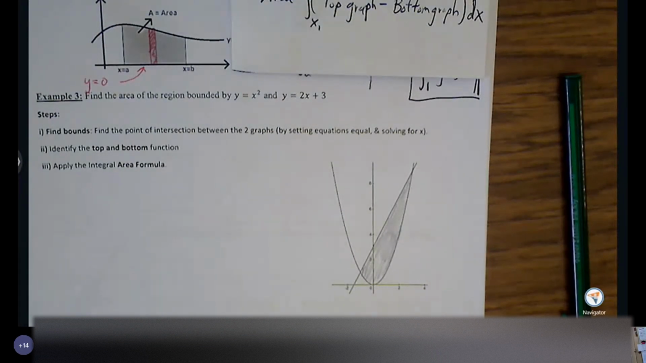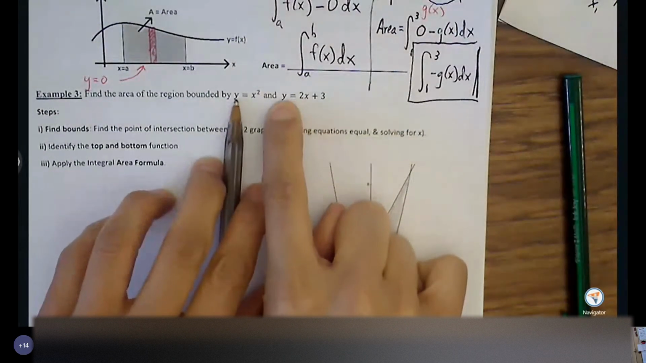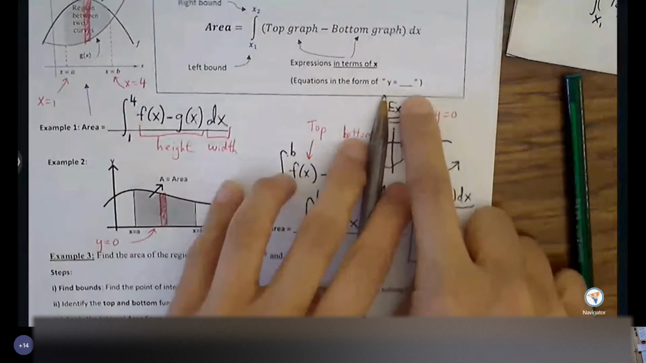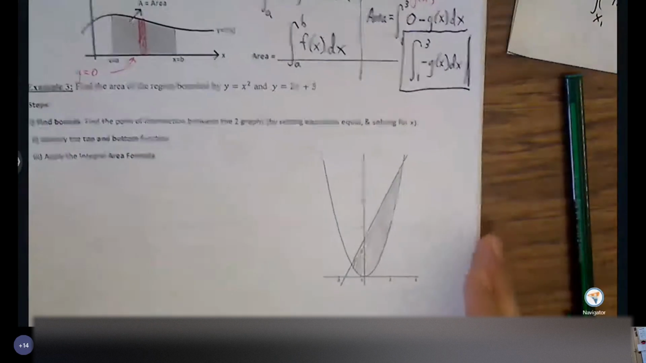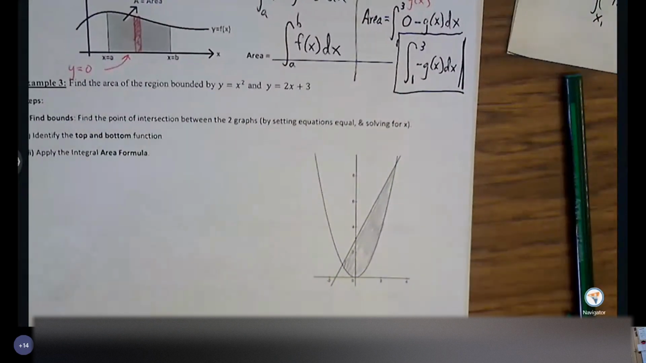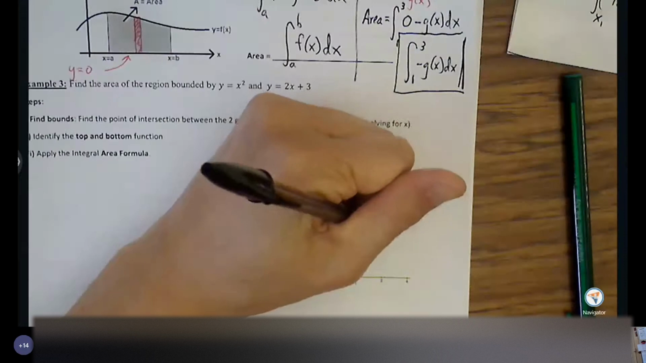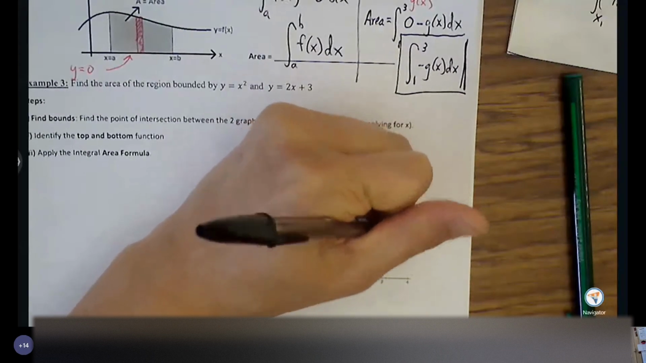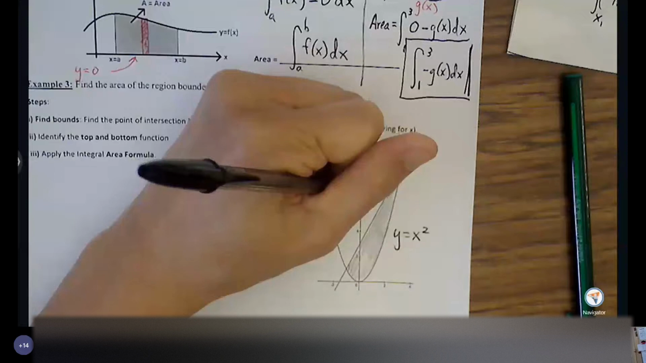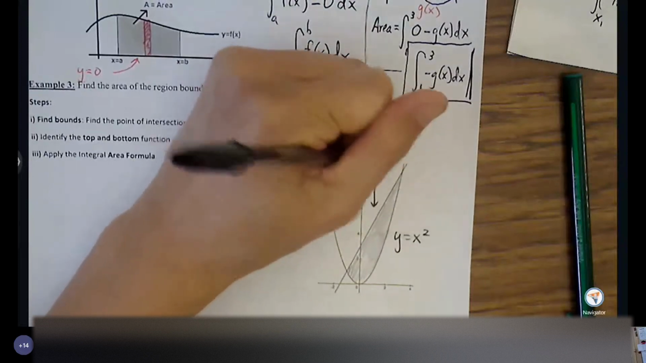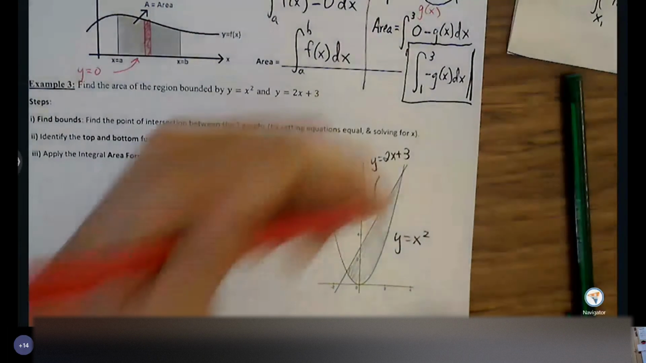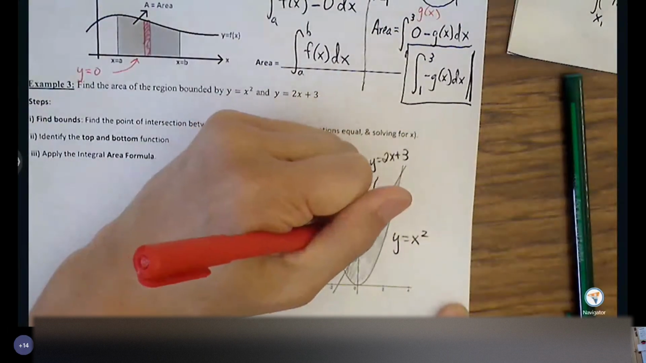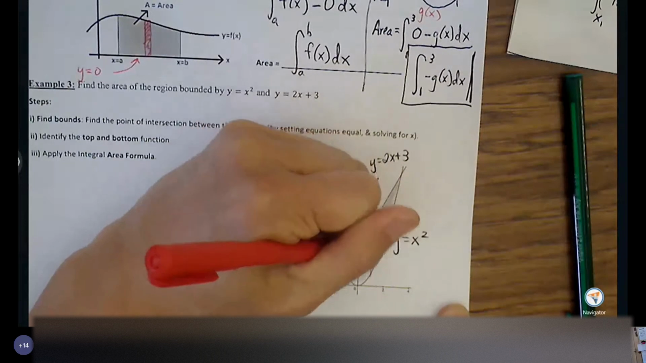We see that these are both functions. These both take on the form of y equals, which matches exactly what we need for a top minus bottom orientation. So let's label what we see here. Y equals x squared, that's going to be the parabola. Y equals 2x plus 3, that's going to be the linear graph. We're going to connect the two graphs using a vertical rectangle as the representative rectangle.